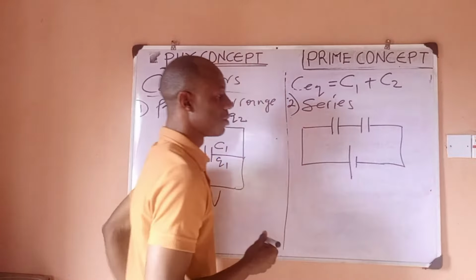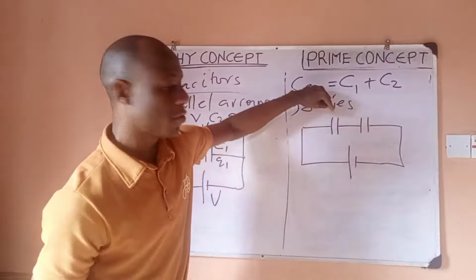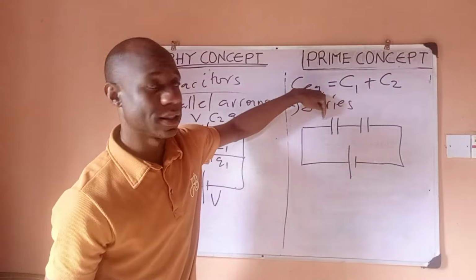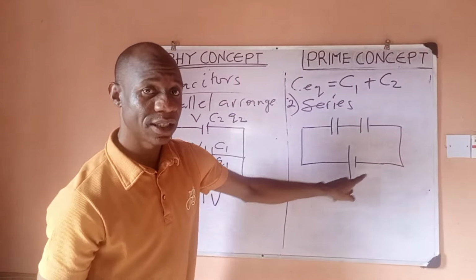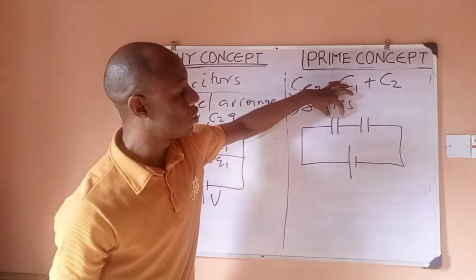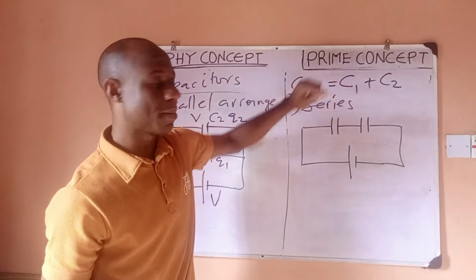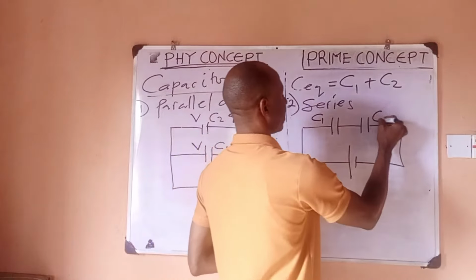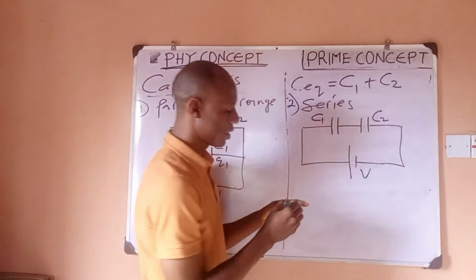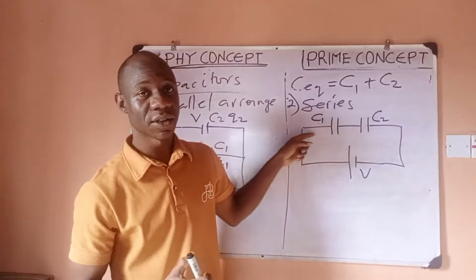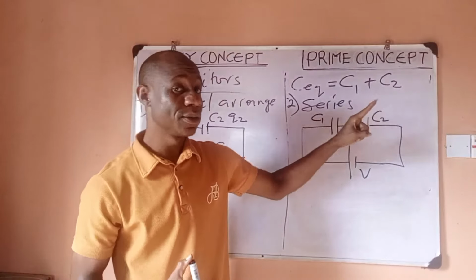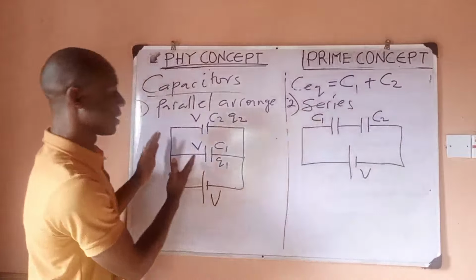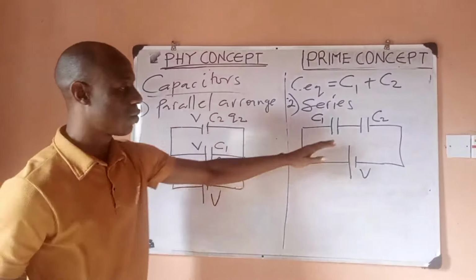Before I continue, remember that the symbol for capacitor is two equal lines. But the battery symbol has one line longer than the other. So this is the battery, while this one with equal lines is the capacitance. So this is C1, right? And then this is C2, this is the voltage. You can see that these two capacitors are connected in series, right? While in this case, they are connected in parallel. So now we're looking at series.